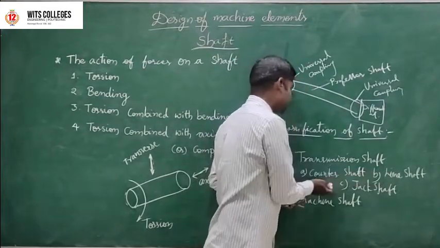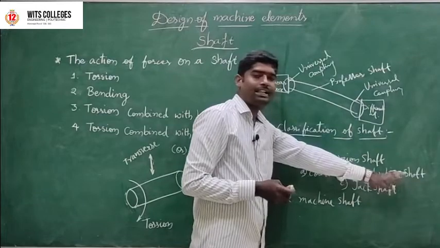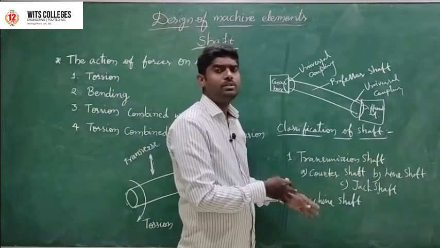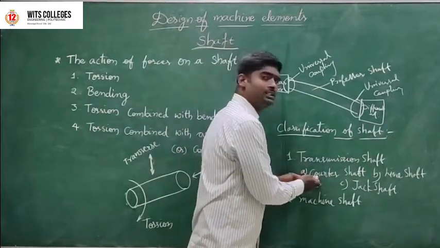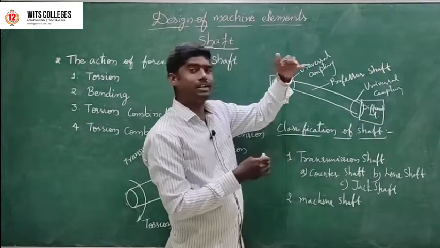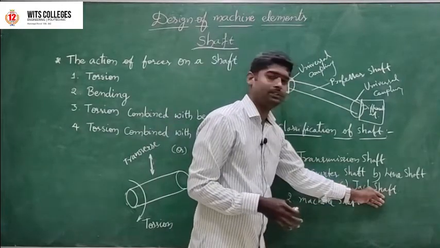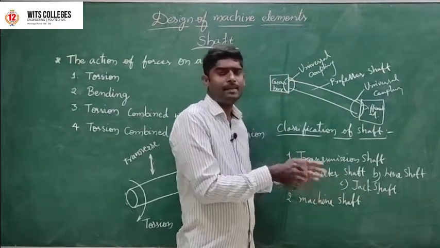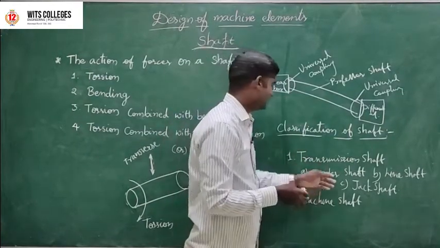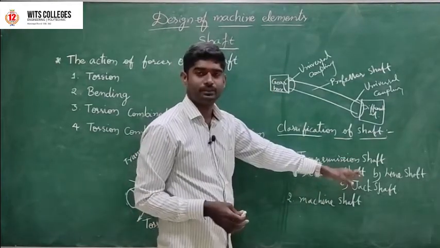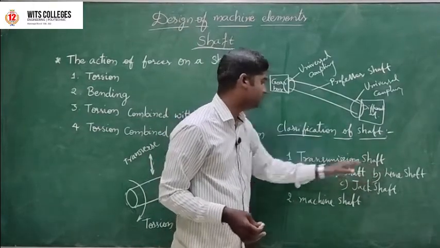What is a line shaft? What is a counter shaft and a jack shaft? Line shaft transmits the power from the source to different machines. Counter shaft transmits the power from one source shaft to one machine only. And jack shaft transmits the power from a machine or shaft to another machine. These three are transmission shafts, used to transmit the power.